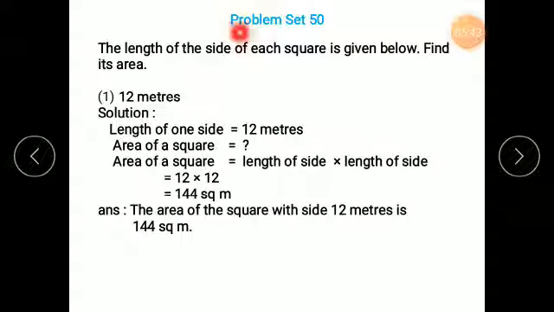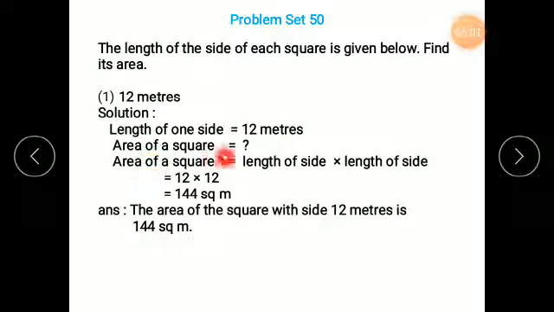Now let us move on to the problem set 50. Question number 1 is, length of the side of each square is given below. Find its area. Directly we will see the first question. Side is 12 meters. So length of one side is 12 meters.